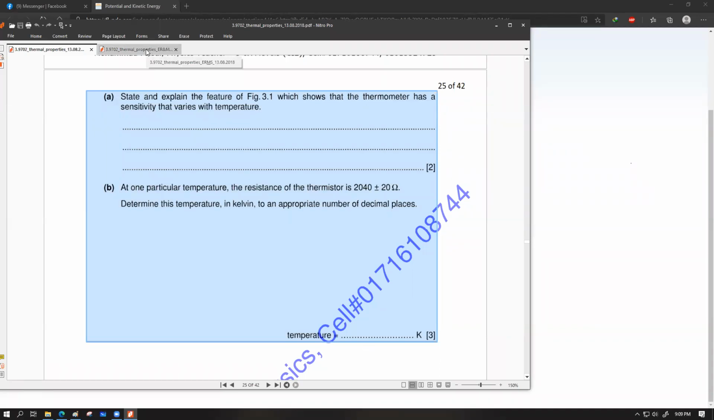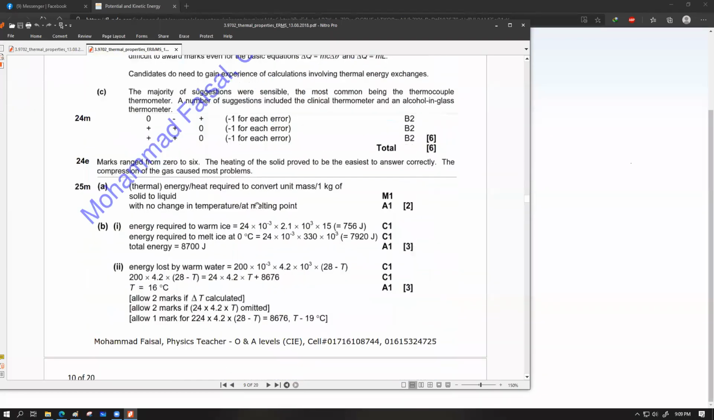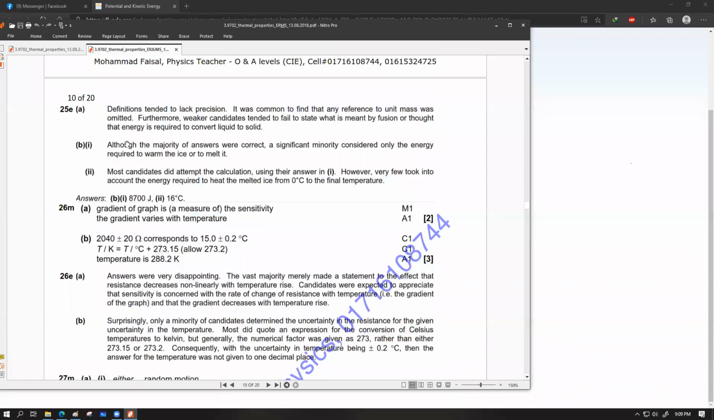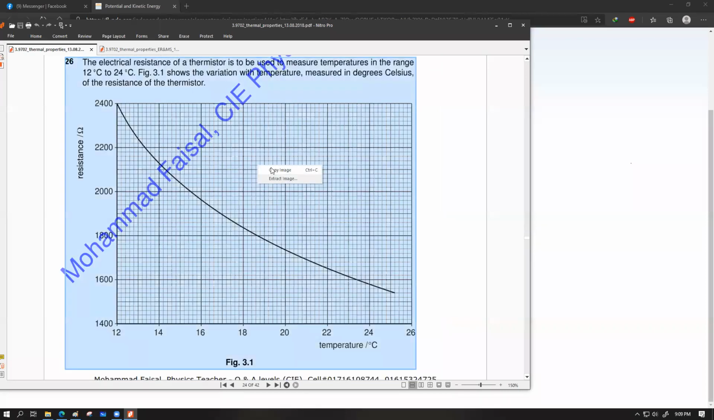Just because I want to make sure, I'm going to take a peek at the marks. Yes. So let's go ahead and do this calculation. So I'm going to take this one.